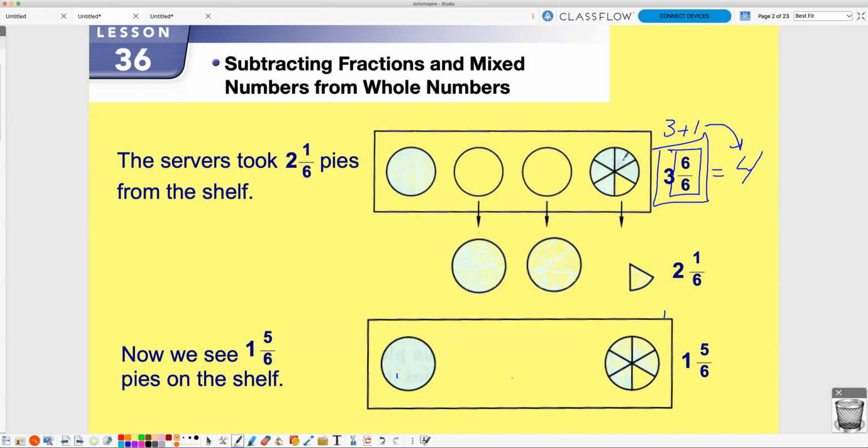And then this last pie here was 6/6, which is the same as 1, but 1 slice out of that 6/6 was 1/6, and 1/6 was taken from it. So these were all served up. These got gobbled up, basically. These are gone now. That 2 1/6, somebody ate those. What's left on the shelf is 1 whole pie with 5/6.